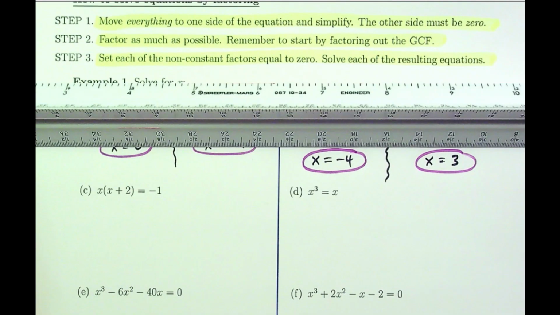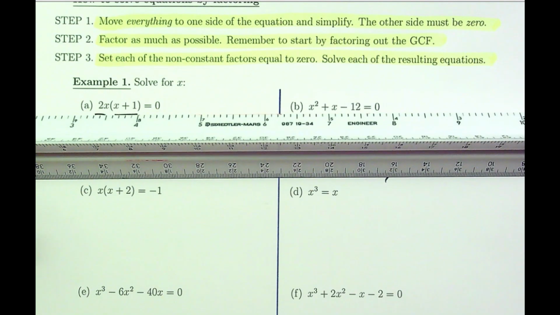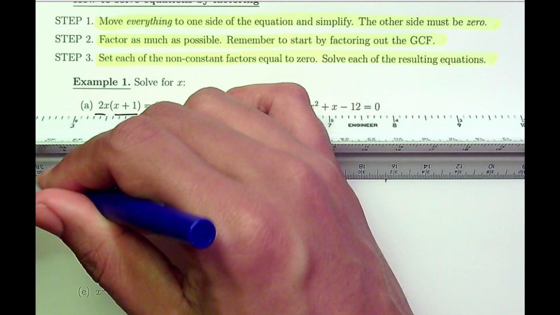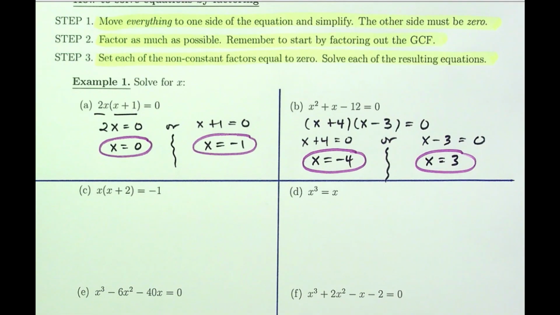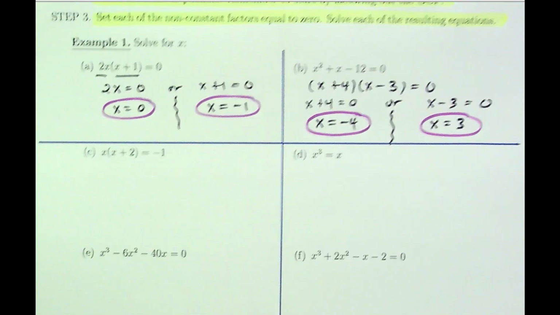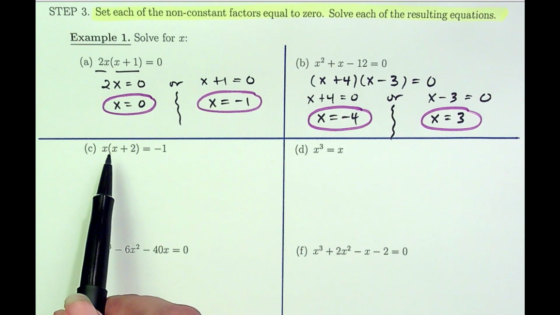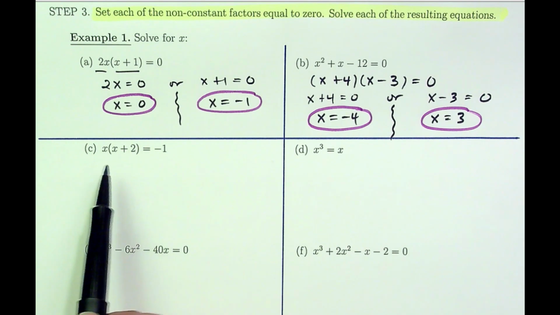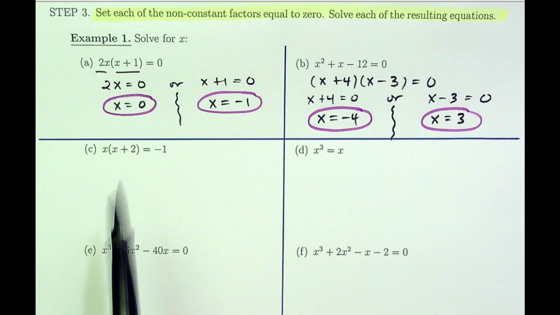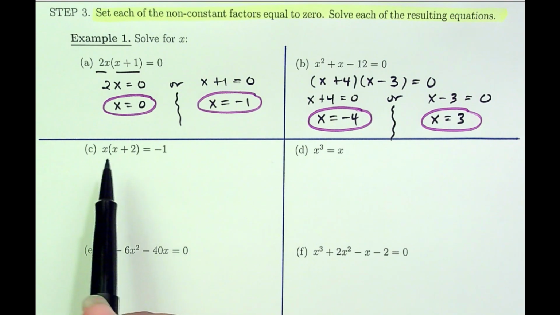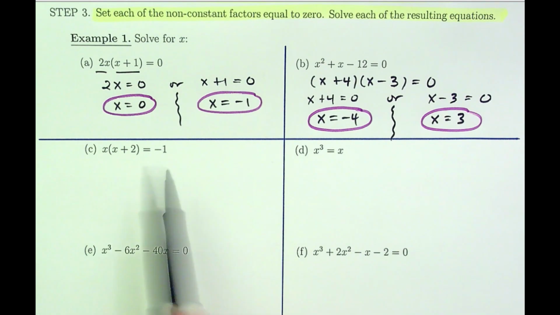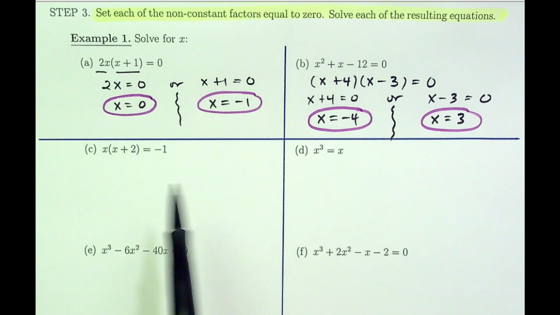Okay, let me divide again this by drawing a line. Okay, next one. Let's do C. x times x plus 2 equals -1. The first step is I want to move everything to one side, so I have 0 on the other one, and I'm supposed to simplify. But here, I need to undo this multiplication, because I'm going to need that in order to simplify and then factor. You want to undo this, and also move the -1 to the left, because I want everything on one side, I want 0 on the other one.